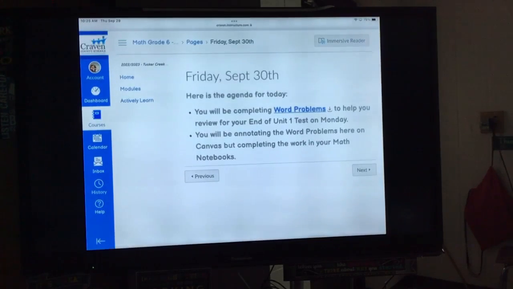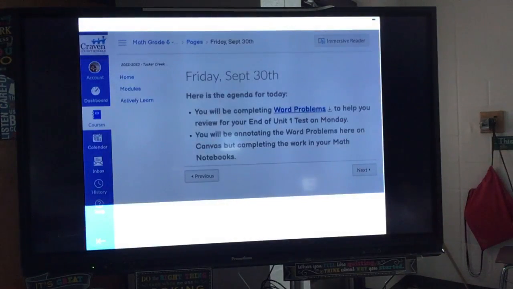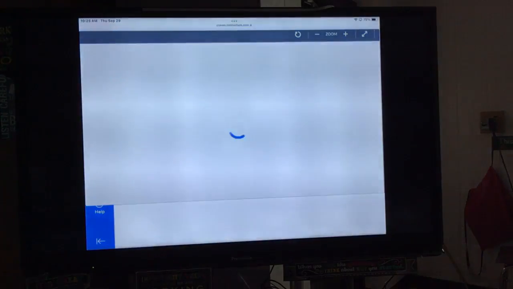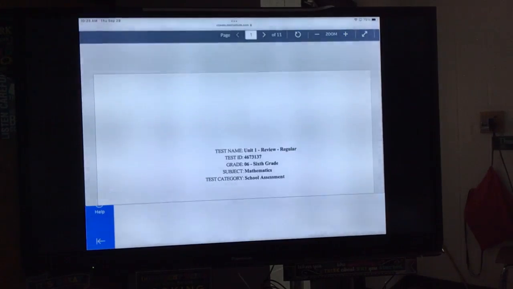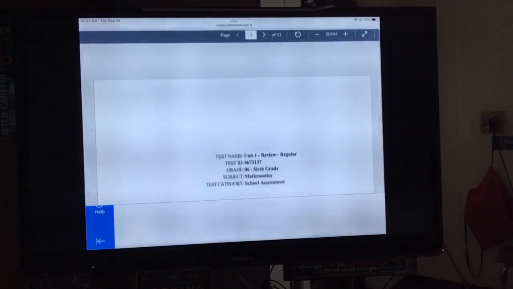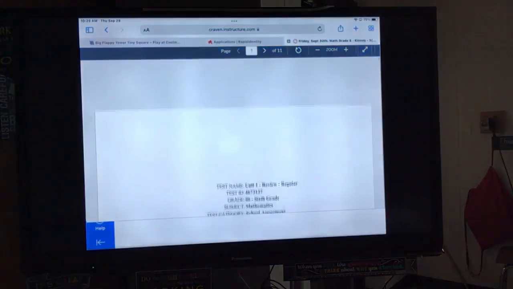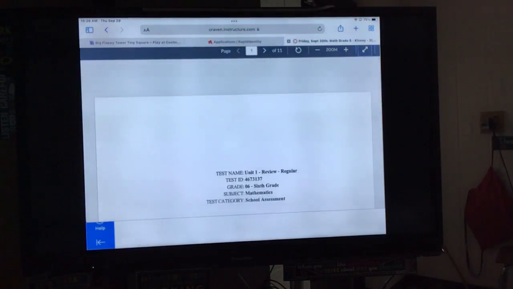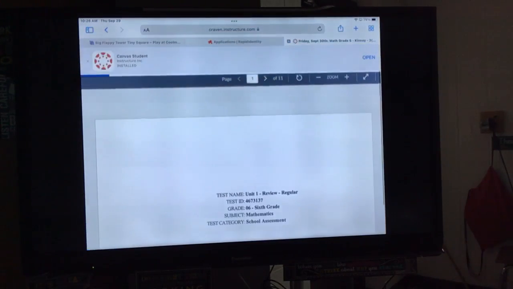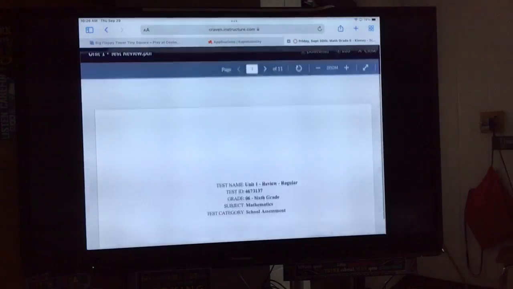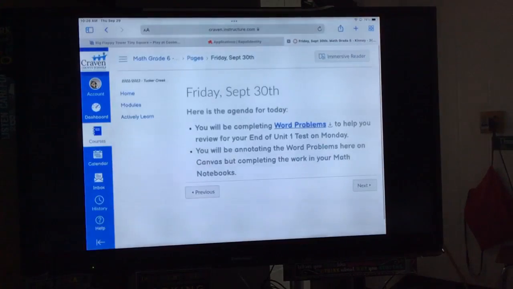And we're gonna create a page in our notebooks today before you leave for your work. But if you click on the word problems, it should open up right in Canvas. Alright, this is not what I want. I don't even know what just happened. You have to scroll down. At the top. I don't want it like this.